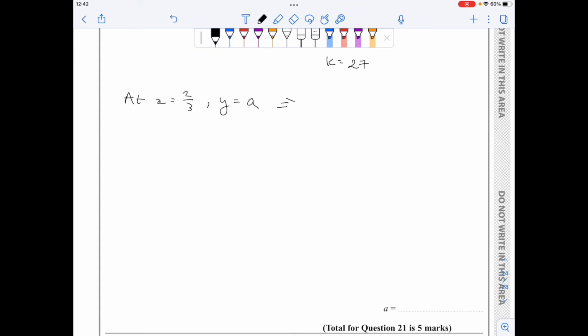So a equals 27 times (2/3) to the power of 2 plus 16 over 2/3. And if I put the whole thing on the calculator, a will come out to be 36, which is the final answer.